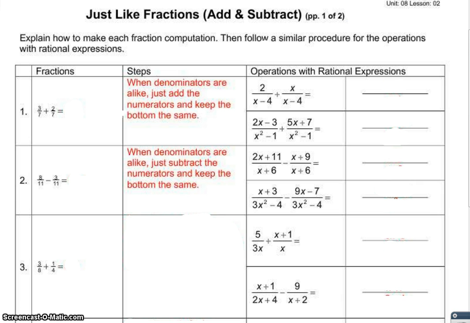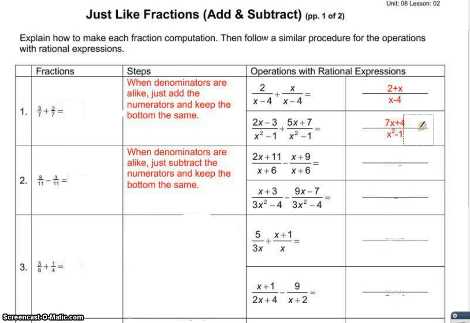So looking at number 1, I have 2 over x minus 4 plus x over x minus 4. Since my denominators are the same, I'm going to add my numerators and keep the denominator. So here, I'm going to have 2 plus x divided by x minus 4. Same thing on the next one. I have 2x minus 3 divided by x squared minus 1 plus 5x plus 7 divided by x squared minus 1. So my x squared minus 1s will stay the same, and I'm going to add the numerators. When I combine like terms, 2x and 5x, I'm going to have 7x, and a negative 3 and a positive 7 combine to give me plus 4. So my answer is 7x plus 4 over x squared minus 1.